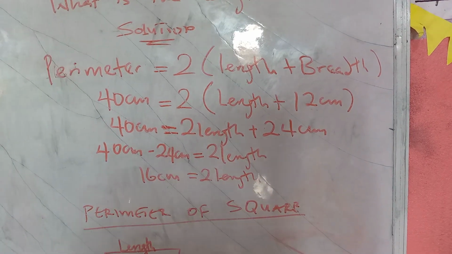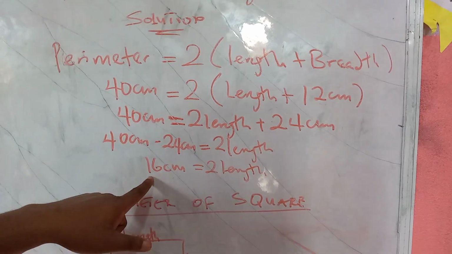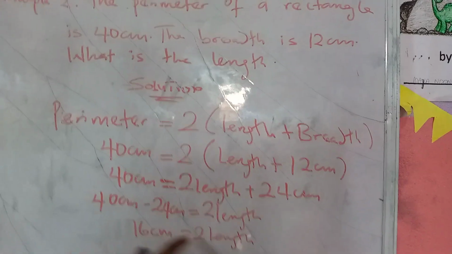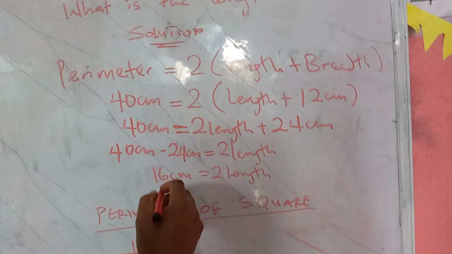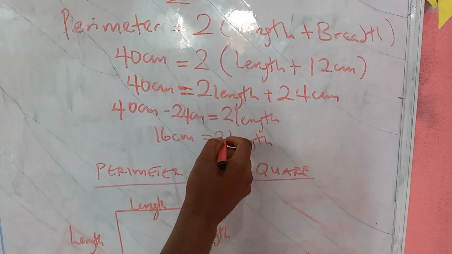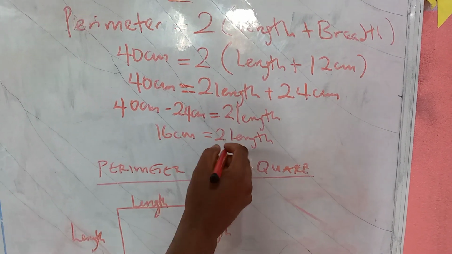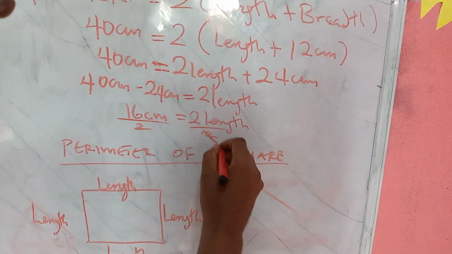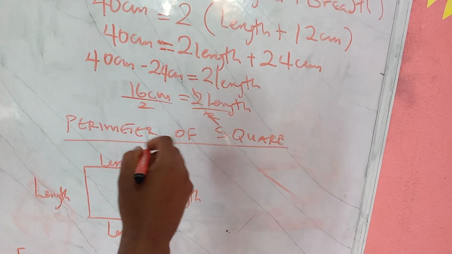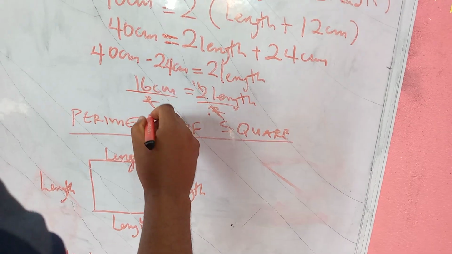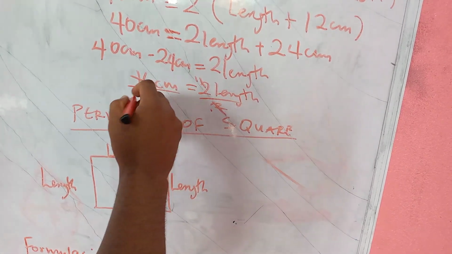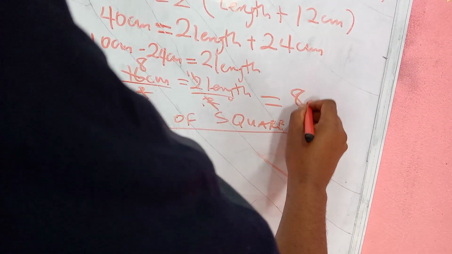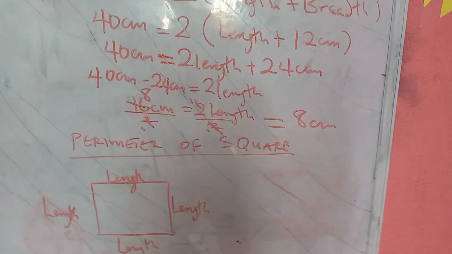To now get our length, this is 2 length, this is 16 centimeter. To remove this 2 from this place, we need to divide both sides by 2. So we divide 2 length by 2 and 16 by 2 to give us what? This one we cut, 1, 1, and this one, how many 2 can we see in 16? I want to see 8. So our answer will now be 8 centimeter. That's our length, 8 centimeter.